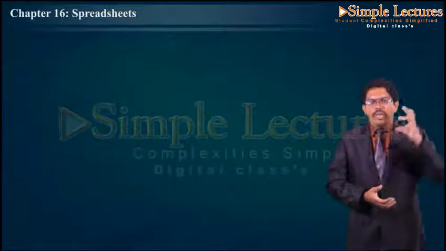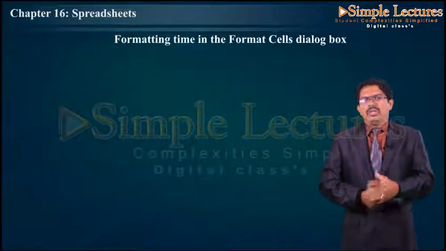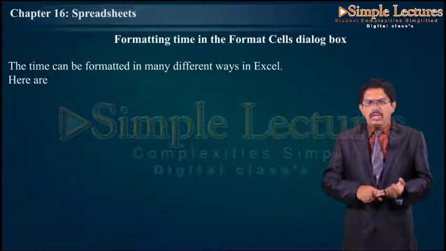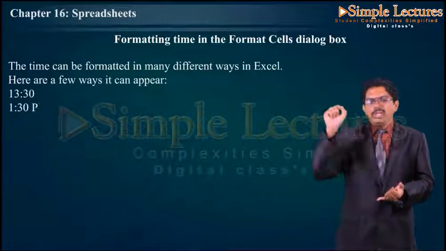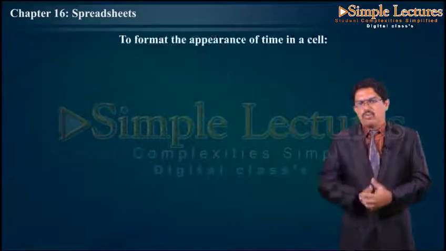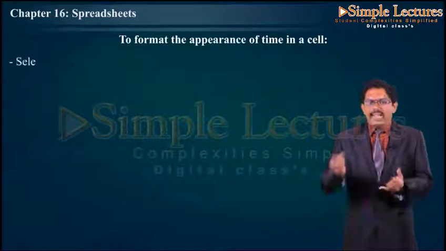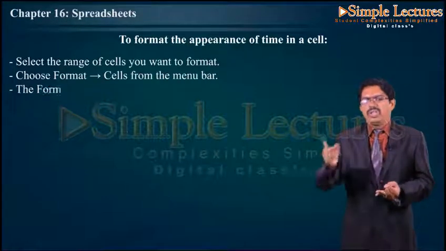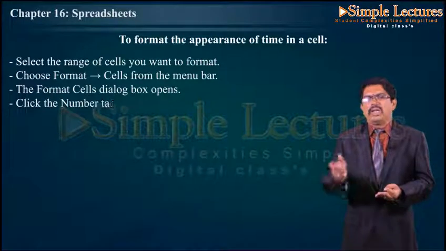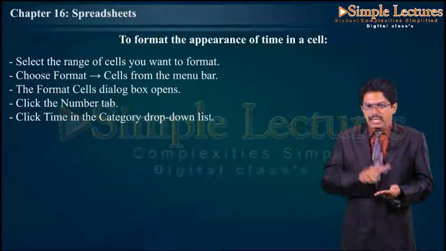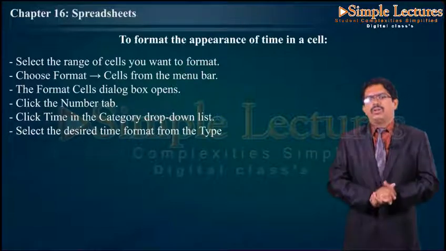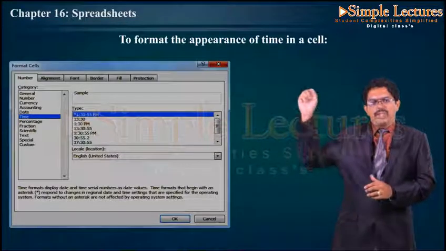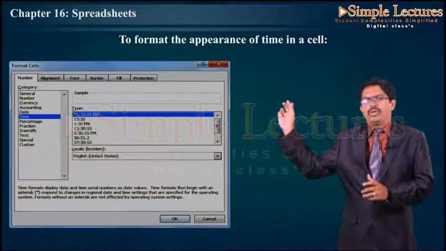Formatting time in the Format Cells. The time can be formatted in many different ways, such as 13:30, 1:30 p.m. To format the appearance of time in a cell, select a range of cells, choose Format Cells. The Format Cells window appears. Click Number, click Time and select the format. Press OK. So the window appears, and at that time we can select 1:30 p.m. Give OK. The corresponding time will appear.